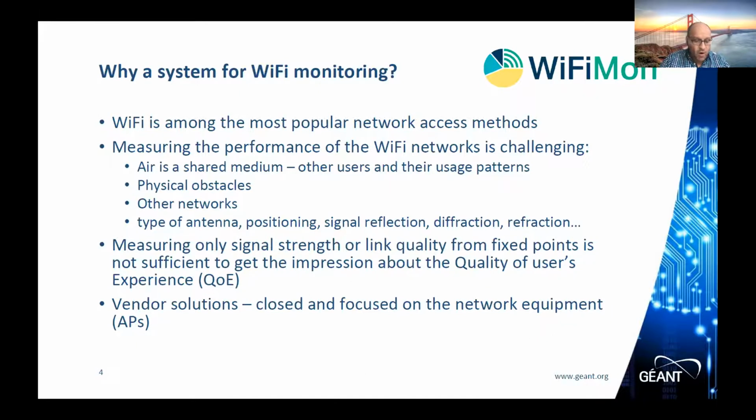It's also the most challenging to measure the performance on the campus, and this has some reasons, because wireless is sharing the air, sharing the spectrum. We have some physical obstacles, meaning constraints, and we have also interference from other networks, and of course we have some signal reflections and diffractions. These are only some of the challenges that we cope with in wireless.